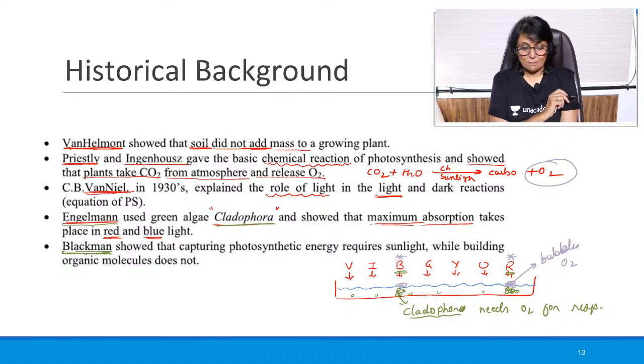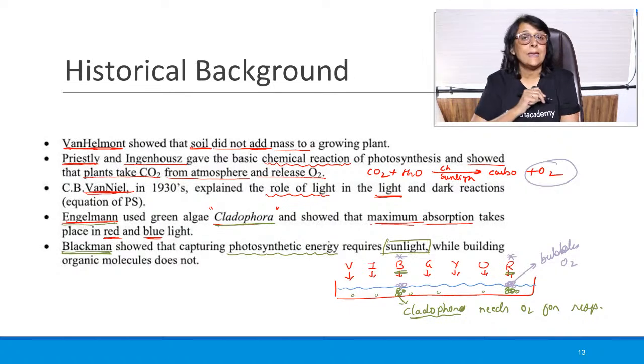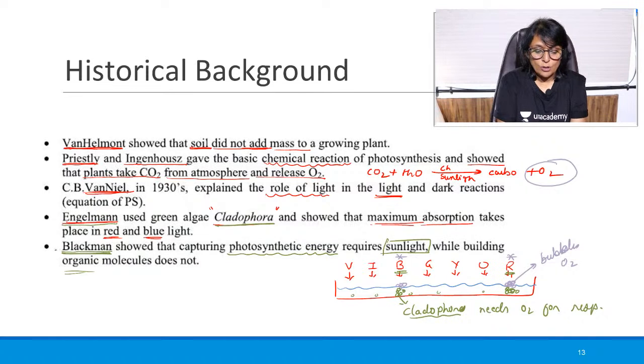Another scientist, Blackman, showed that capturing photosynthetic energy requires sunlight. The energy which is trapped in the form of units which are called photons, that actually comes from sunlight while building up the organic matter. Blackman also gave one more thing that was called the law of limiting factor.